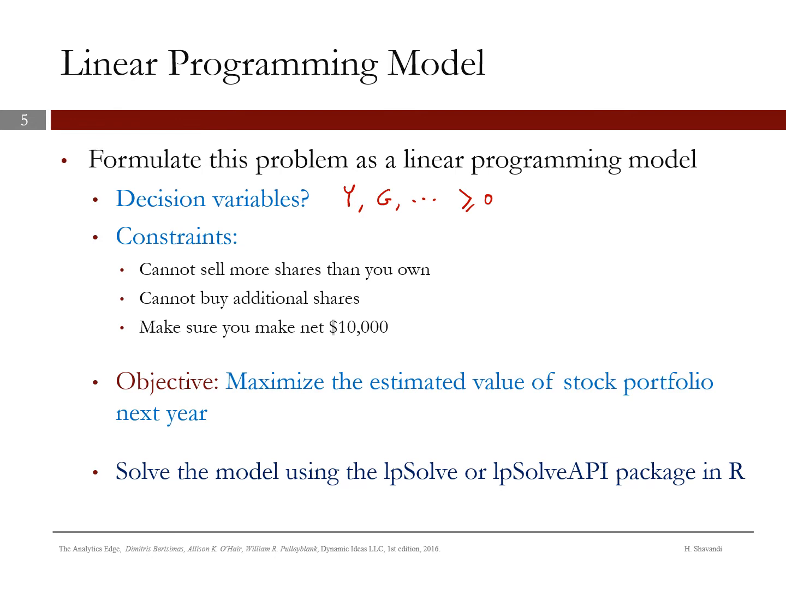Okay, and for the constraints, we cannot sell more than the shares that we own. That means, for example, for Yahoo, we should have this constraint that Y would be less than or equal to 150, and we will have the same constraint for all stocks. Okay, and for making sure that we will have $10,000, we need to have a constraint for that.